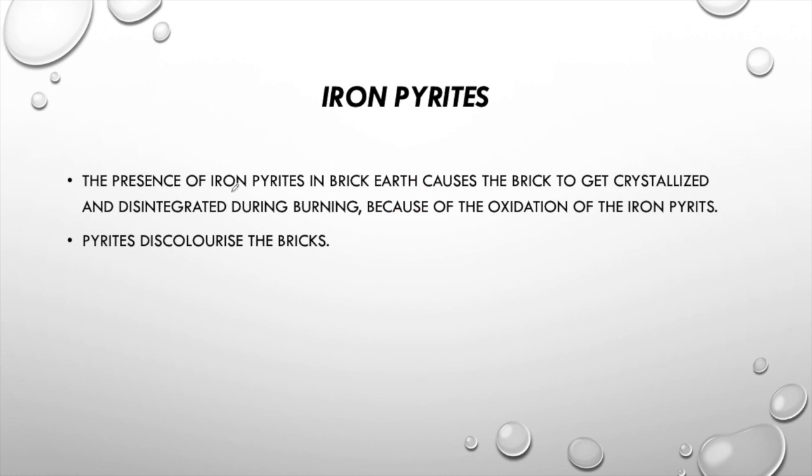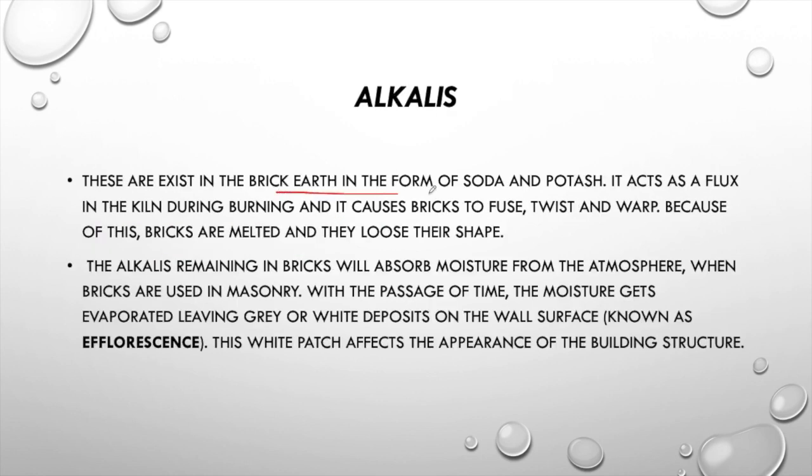Now iron pyrites. The presence of iron pyrites in the brick earth causes the brick to get crystallized and disintegrated during burning because of the oxidation of the iron pyrite, and it discolors the bricks. The alkali is present in the brick in the form of soda and potash. It acts as a flux in the kiln during burning, and it causes the bricks to fuse, twist and warp. So these are harmful for the bricks. Because of this, bricks are melted and they lose their shape.